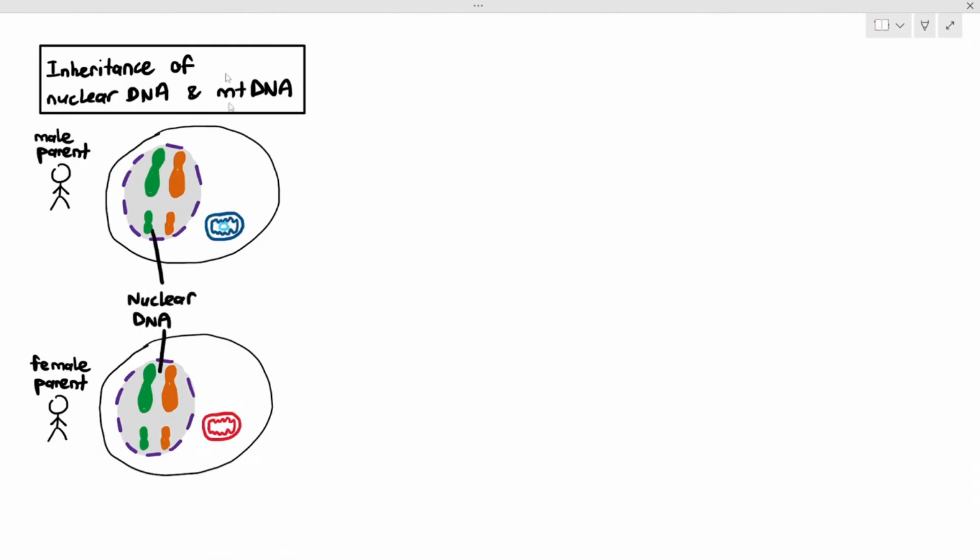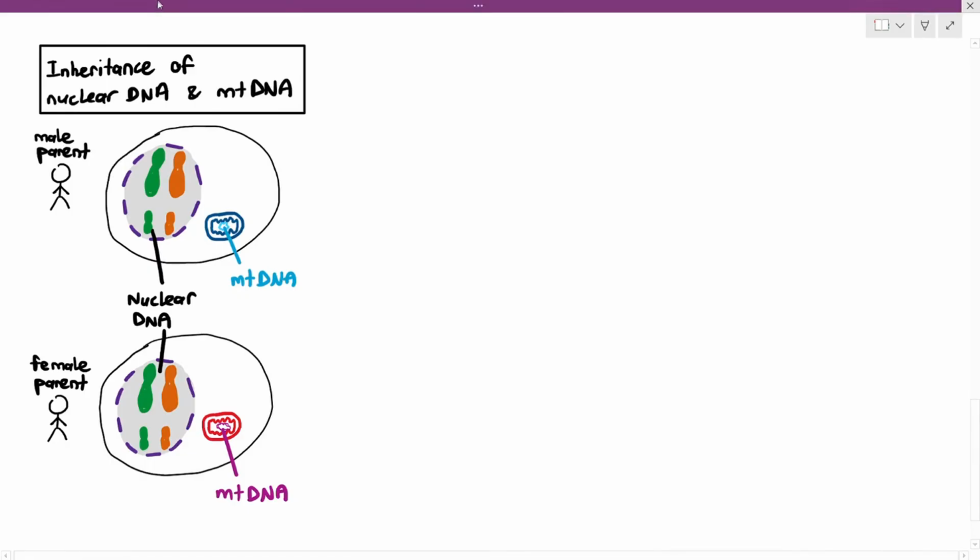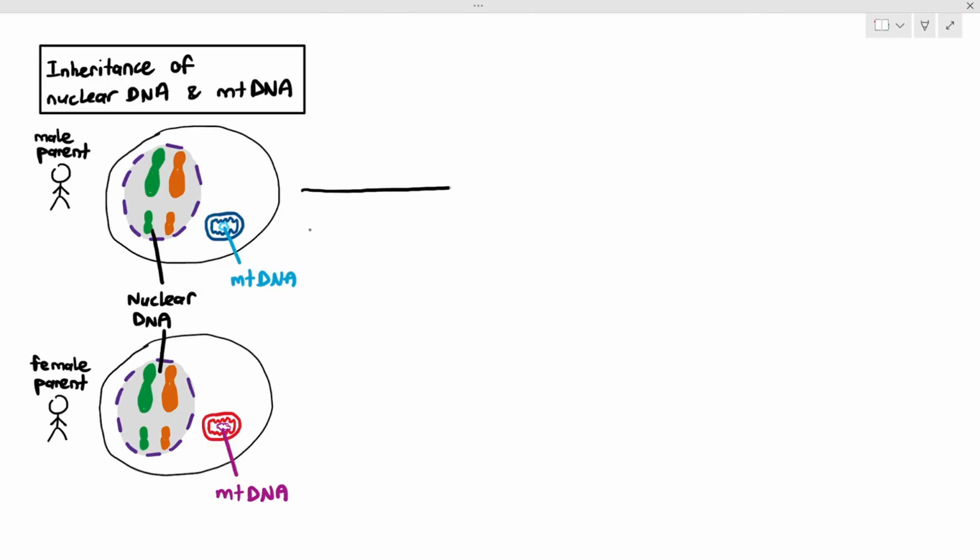And for the female parent, they also have a mitochondrion. But I'm going to represent the color of the mitochondrion and the color of the mitochondrial DNA differently. By the way, mitochondrial DNA can be written in a short form as mtDNA. So it's the same thing. This is to tell you that the mitochondrial DNA in the male parent and the mitochondrial DNA in the female parent are different. So is the nuclear DNA, but I didn't change the color for that. Anyway, for these organisms to reproduce, what needs to happen is they need to undergo meiosis, because meiosis produces gametes.